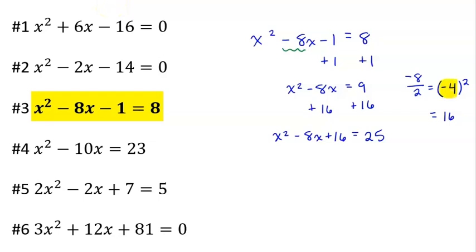I'm going to use my shortcut to write it as a square. X minus 4 squared equals 25. Take the square root of both sides.